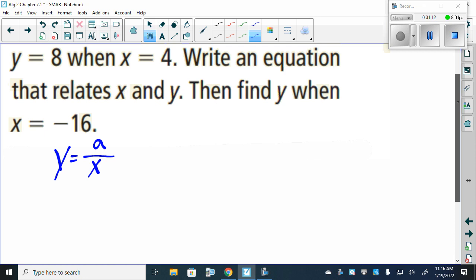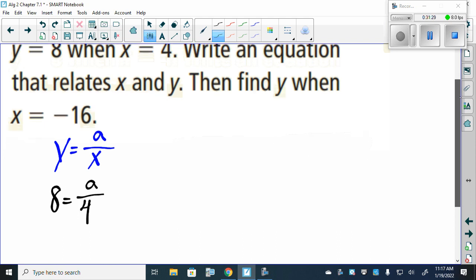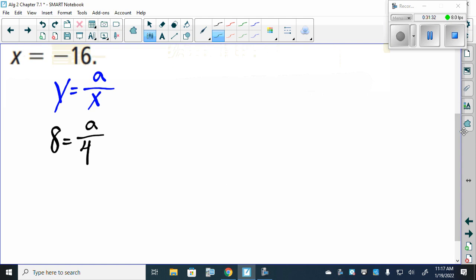Well, they did tell us that y equals 8 when x is equal to 4. So we can start off the equation y equals a divided by x. To find the value of a, we can plug the two values they gave us in, 8 and 4, to solve for the value of a. Well, what can we do first? Multiply both sides by 4. Here, the 4 and 4 would simplify, telling me that a is equal to 32.